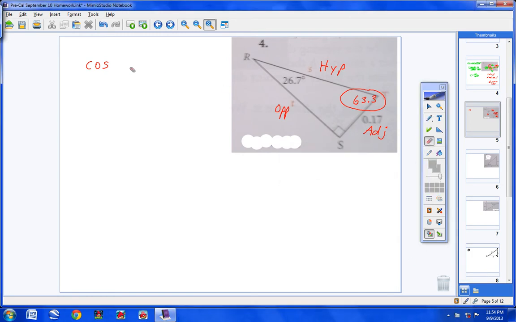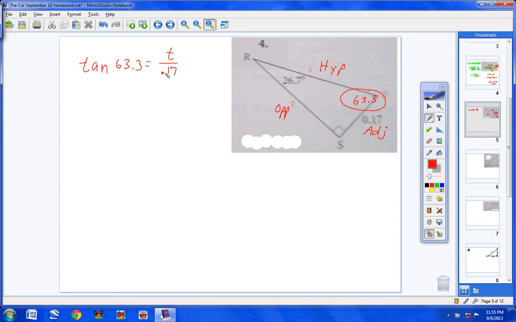I'm actually going to use tangent. I have a reason. You could use cosine, and cosine is great. I just try to give you different looks at different types of equations. That's why I'm using tangent. So tangent of 63.3 equals opposite, which is t, over adjacent, which is 0.17.